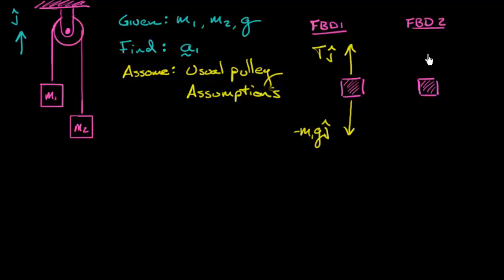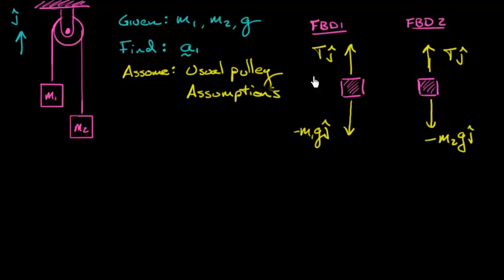Moving on to free body diagram number 2, again we have a tension pulling upward, and I'm going to call that T in the j hat direction. We've got a weight pulling downward, so minus m2g in the j hat direction. These two weights differ, right? m1, m2, different weights in general, but I've written the tensions to be the same.